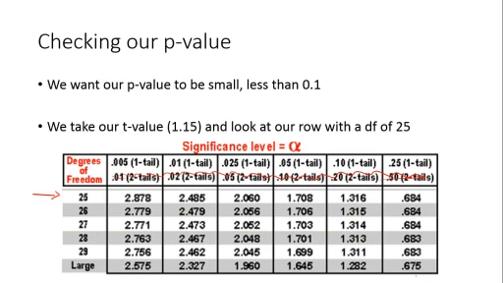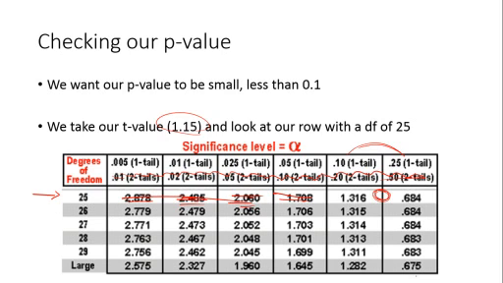So when we do our comparison, we got a number of 1.15. So now we go in our row 25 and go, okay, 1.15, is that between these two numbers? No. Is that between these two numbers? No. Is that between these two numbers? No. Is that between these two? No. We're getting closer though. Is it between these two? Yes. So that means that our answer, for one tail, our p-value basically, is going to be between 0.1 and 0.25.